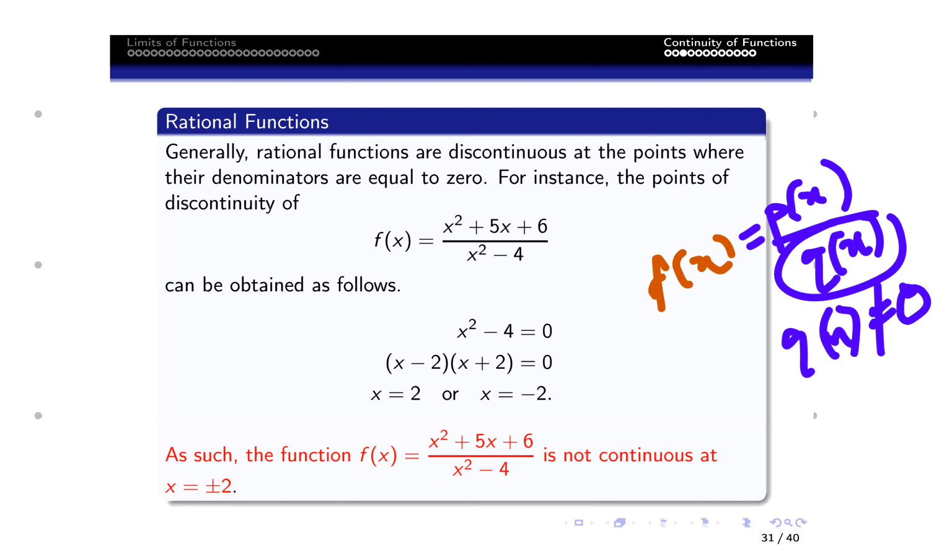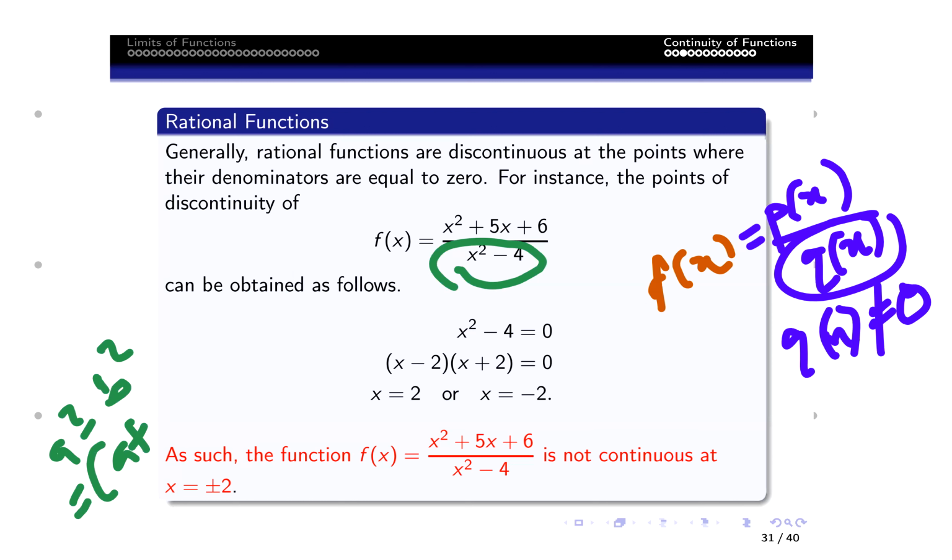So generally, rational functions are discontinuous at the points where their denominators are equal to 0. So for this, you have a rational function. Anywhere the denominator is equal to 0, the function will be discontinuous at that point. So for instance, the points of discontinuity of f of x equals x squared plus 5x plus 6 over x squared minus 4 can be obtained as follows. If you want to find the points of discontinuity, just equate the denominator to 0. So you have x squared minus 4 equals 0. And previously I told you about the difference of two squares, where a squared minus b squared is the same thing as a plus b, a minus b, or if you like, a minus b, a plus b.